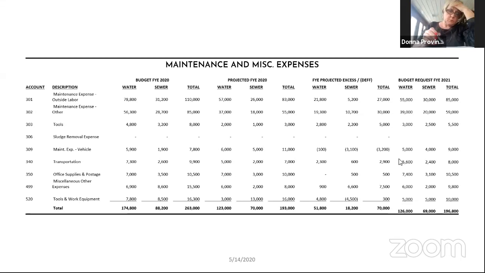350 is office supplies and postage. As you can see, it's a similar projection to what we've been incurring. I know the Postal Service is looking at a pretty substantial increase, is what I'm hearing, but we don't know right now. We'll just have to deal with that. And then the miscellaneous is for those things that really don't fall into any category.